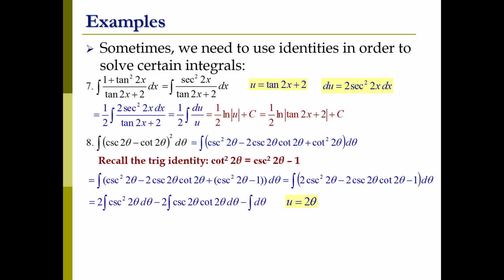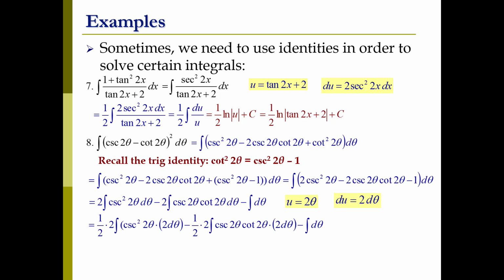Using a u substitution, we're going to let u equal 2 theta. du is 2 d theta. And if we apply our u substitution to the first two antiderivatives, we'll end up with 1/2 times 2 antiderivative cosecant squared 2 theta times 2 d theta minus 1/2 times 2 times the antiderivative cosecant 2 theta cotangent 2 theta times 2 d theta minus d theta. If we just simplify and use our u substitution, we'll end up with the antiderivative cosecant squared u du minus cosecant u cotangent u du minus d theta.